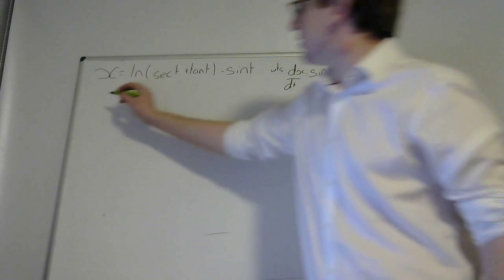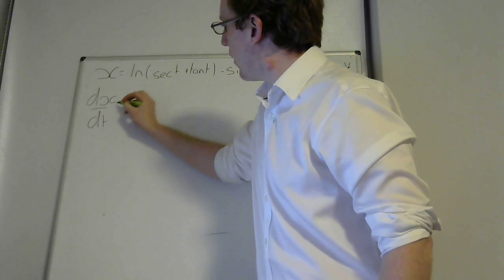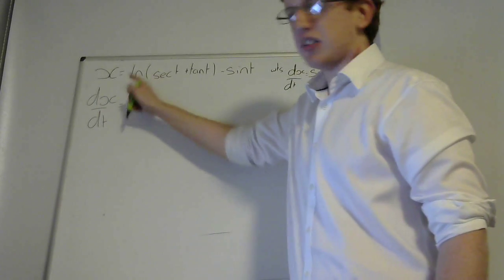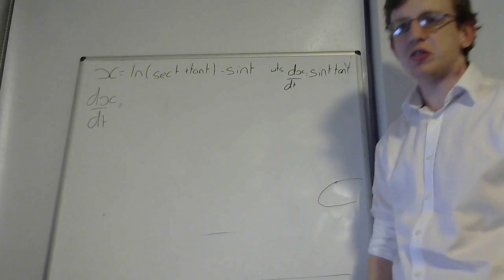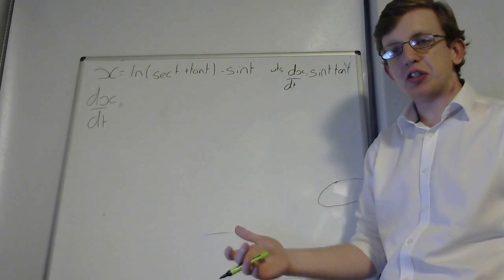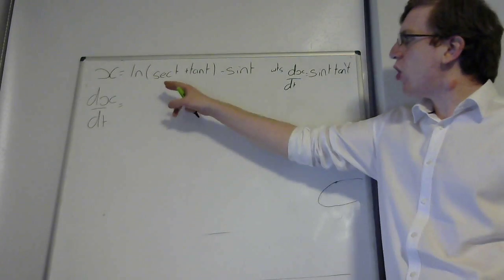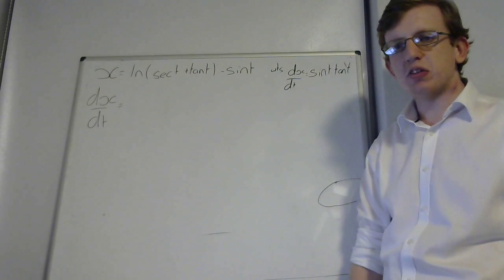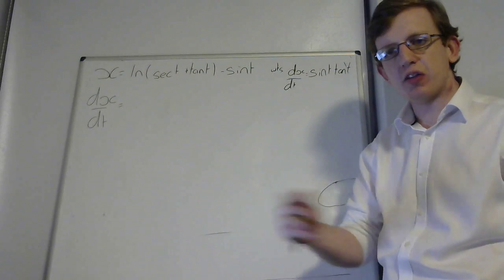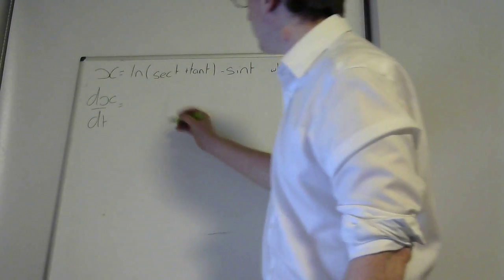So dx by dt. And we've got a function inside another function here, so we're going to use the chain rule. That's the derivative of the outside function multiplied by the derivative of the inside function. So when we've got ln x, say, the derivative is 1 over x. The derivative of ln is 1 over whatever is inside the brackets.